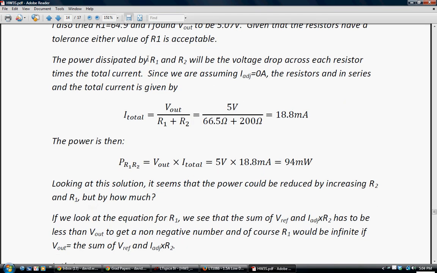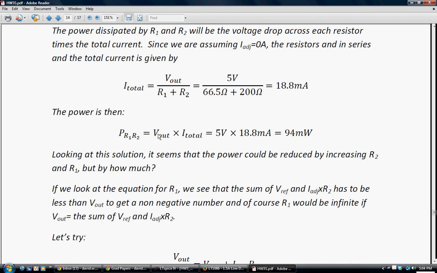Now, to calculate the power, you can calculate the voltage drop across each resistor and multiply it by the current through the resistor. Or you can just realize that if I adjust is 0, really R1 and R2 are in series. You can find the total current in R1 and R2 to be 18.8 milliamps. And then you just multiply that by V out, not V in, because it's just through these resistors, not the total power dissipation of the whole circuit. And you get 94 milliwatts. Now, I looked at that and thought, maybe I could do better.